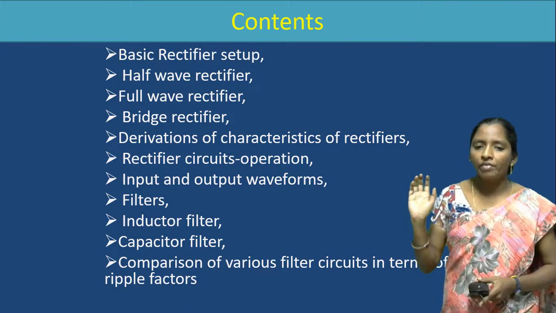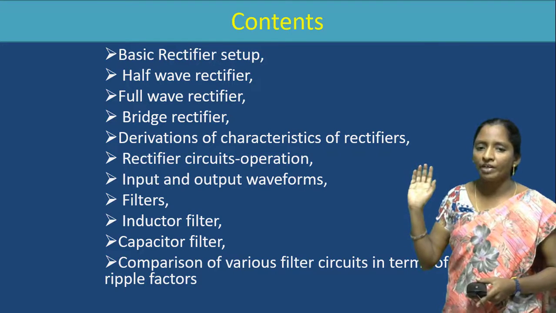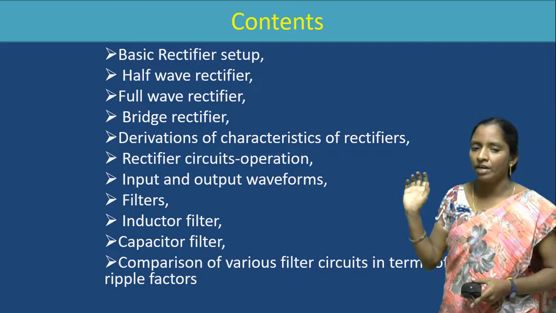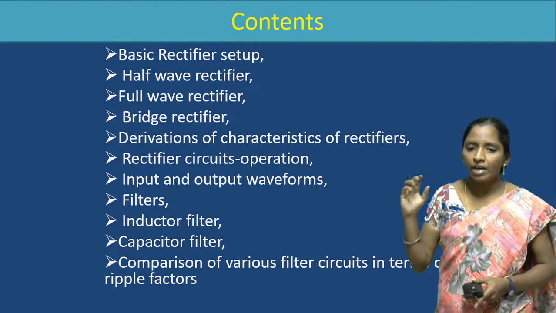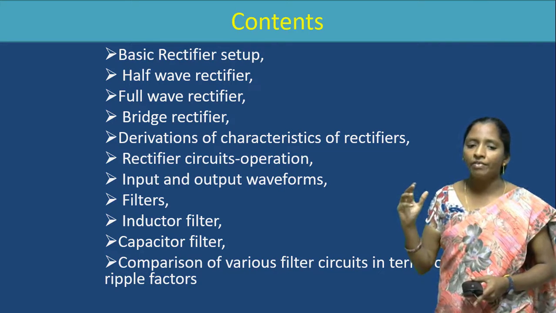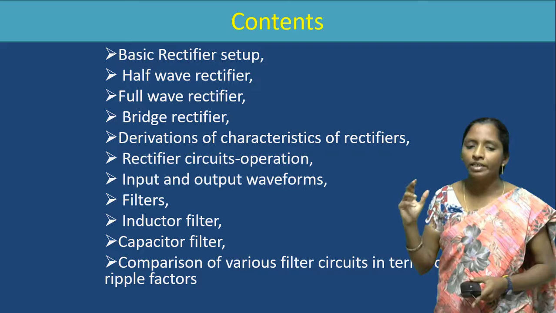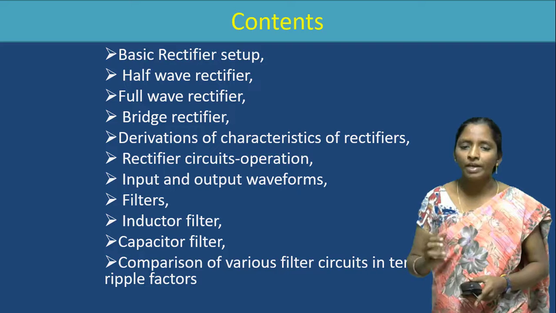In this unit on rectifiers and filters, I am going to explain the basic rectifier circuit, half wave rectifier, full wave rectifier, bridge rectifier, derivations for the ripple factor and efficiency, and rectifier circuit operation, with input and output waveforms of the different rectifiers, and filters using half wave rectifier and full wave rectifier. Different types of filters here are inductor filter and capacitor filter, and we are going to compare the various filters in terms of ripple factors. These are the contents I am going to explain in this unit.